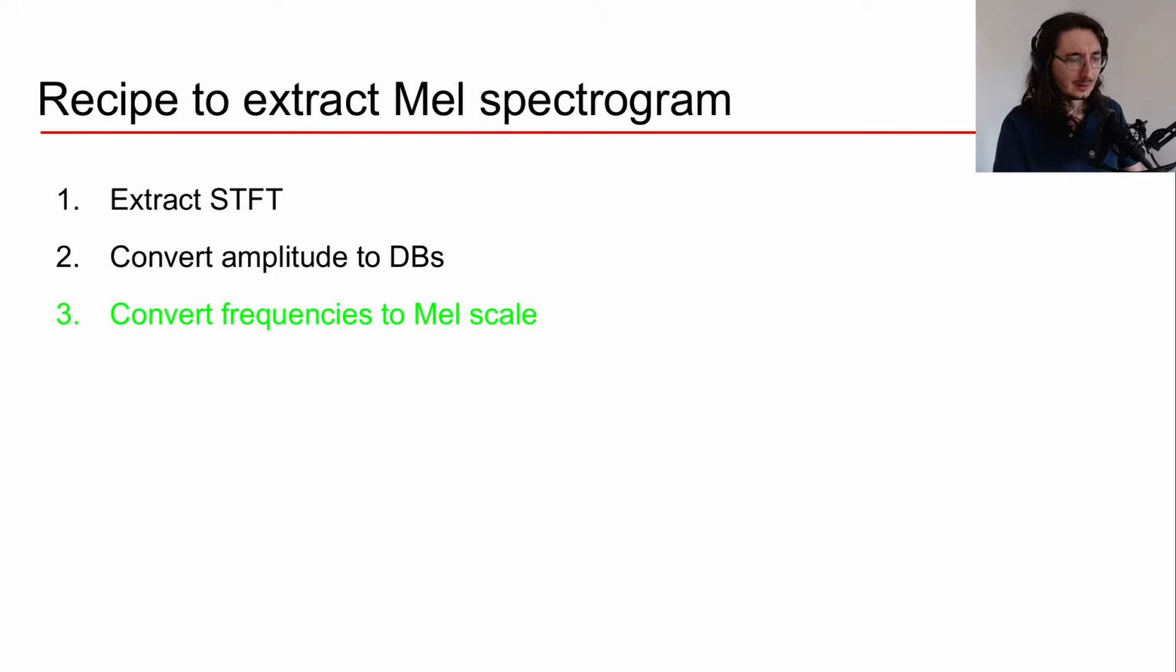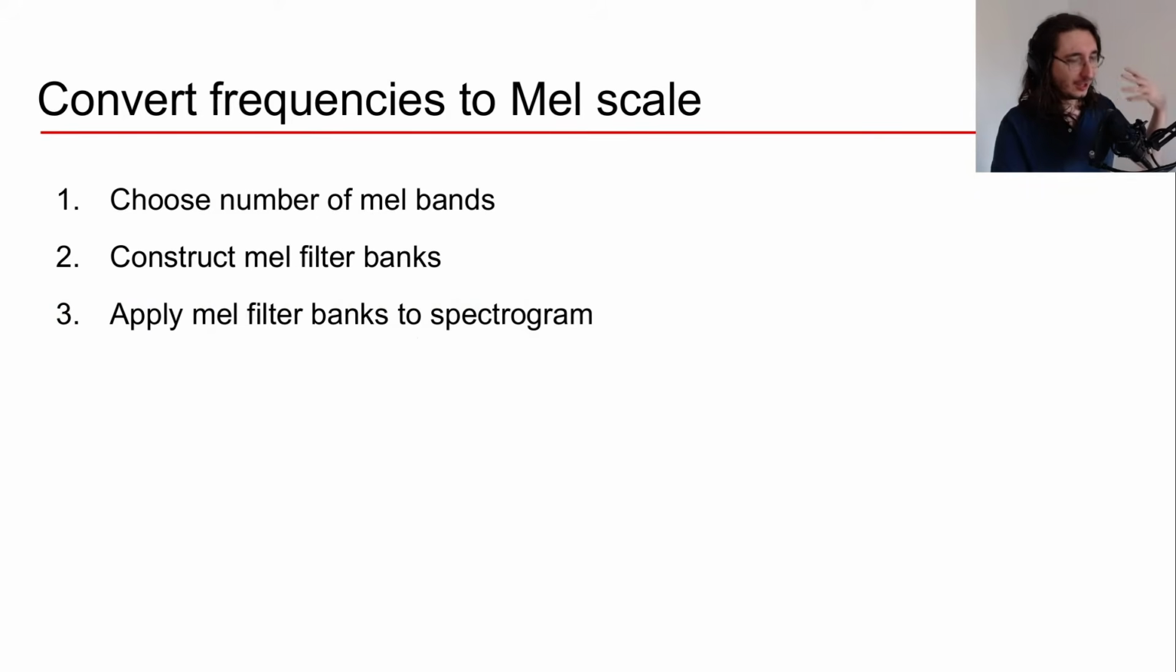Okay, so the next question is, how do we do that? Well, for converting these frequencies to the Mel scale, we have a bunch of steps. It's these 3 steps here. We choose the number of Mel bands first. We compute the Mel Filter Banks. Now, don't be scared about this scary word, Mel Filter Banks, because I'll show you what this is like in a few minutes.